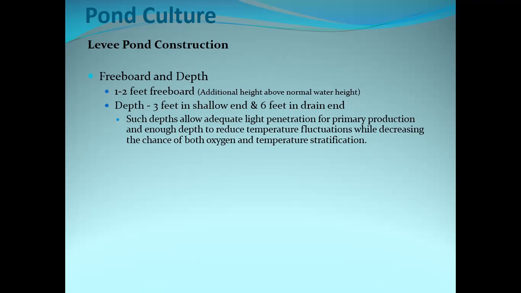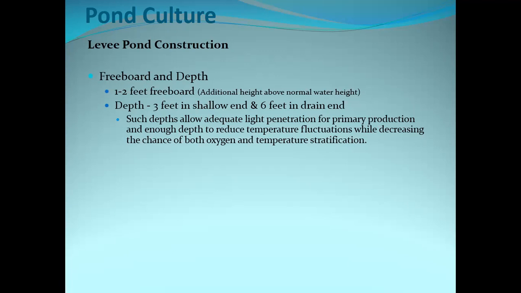So in a levee type pond, the entire pond will not be the same depth, like some swimming pools. You would go from the shallow end to the deep end, and levee type ponds are similar to that. You start off at the shallow end, and as you go along the pond, it gets deeper and deeper. The shallowest part will be about 3 feet, and the deepest part about 6 feet.